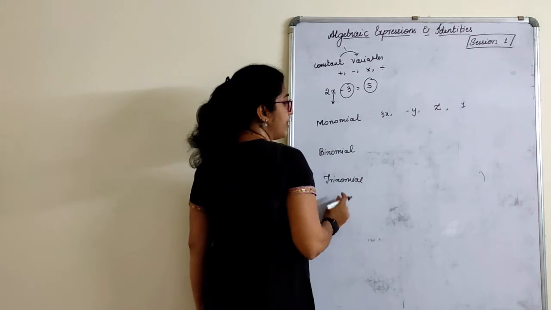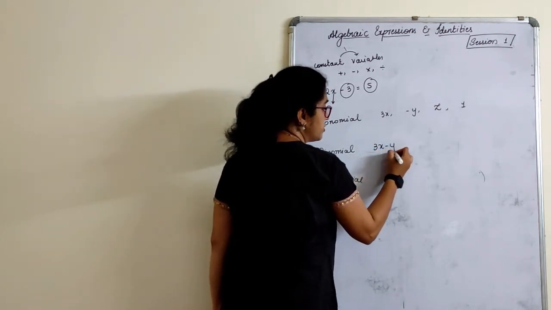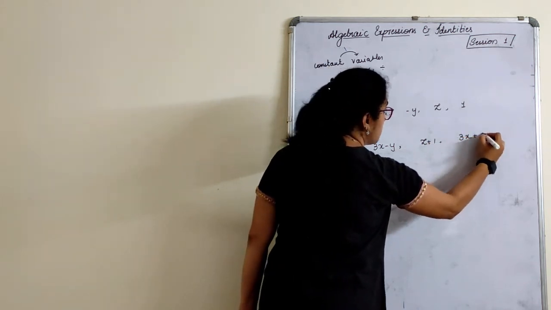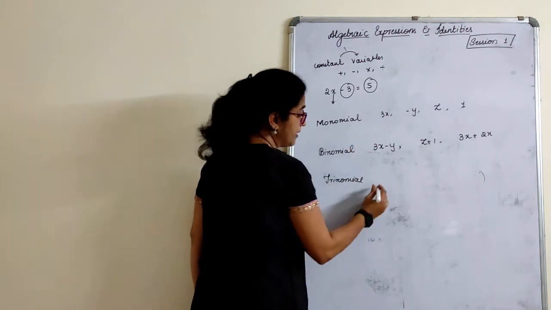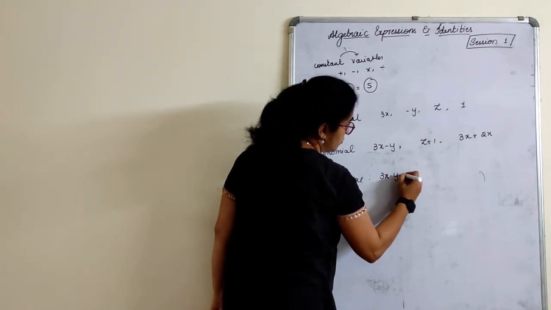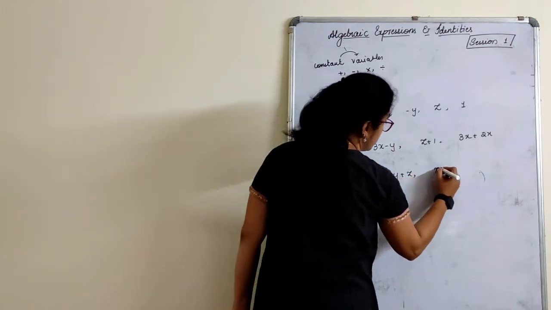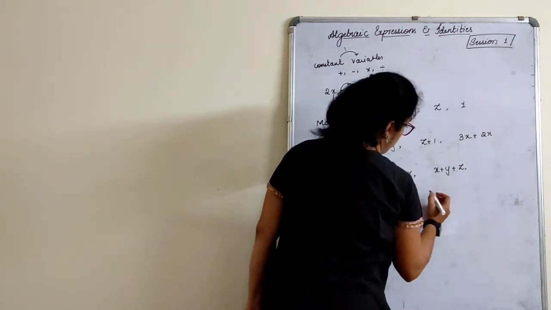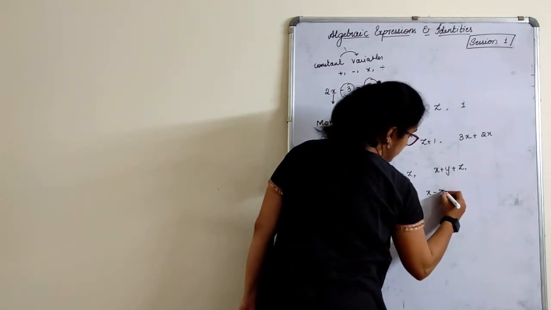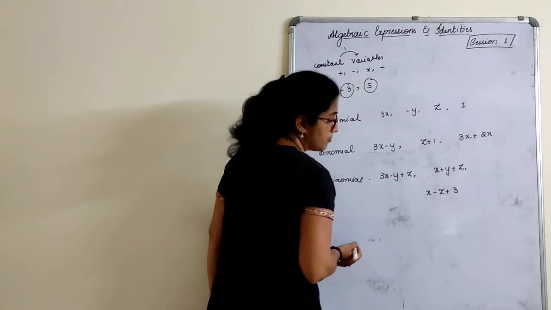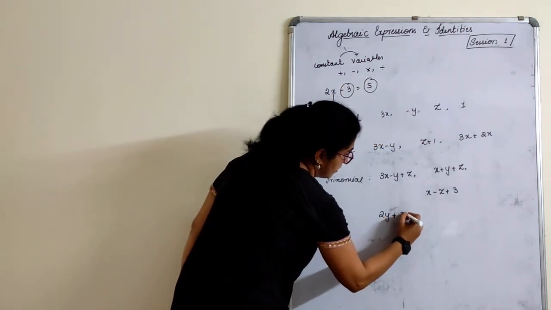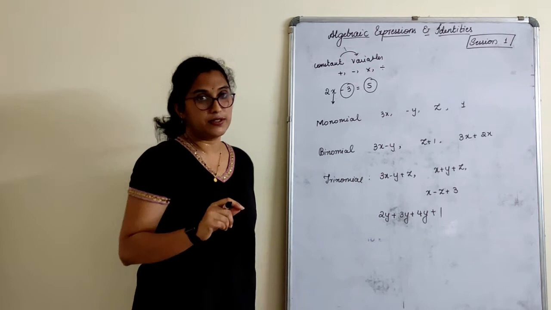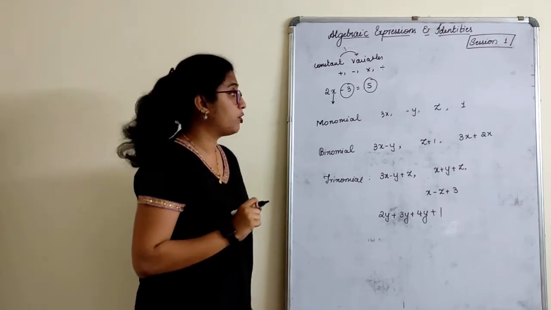When I talk about a binomial, 3x minus yz plus 1, 3x plus 2x, I'll explain. 3x minus y plus z, x plus y plus z, x minus z plus 3, 2y plus 3y plus 4y plus 1. I've just written some terms here. Now let's see which is a monomial, binomial and trinomial.